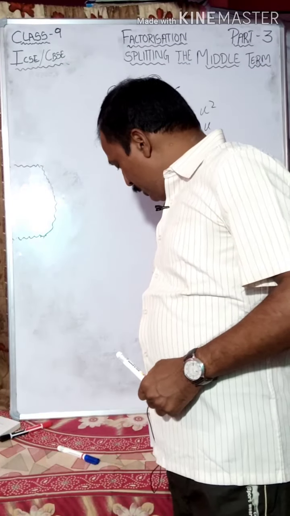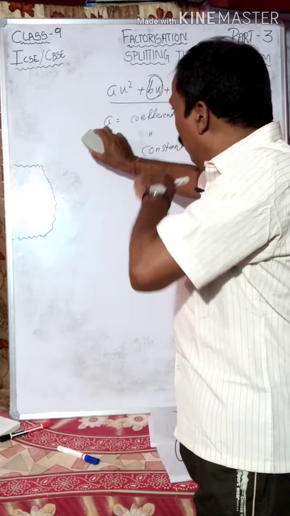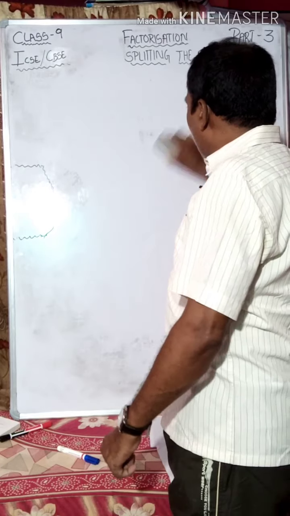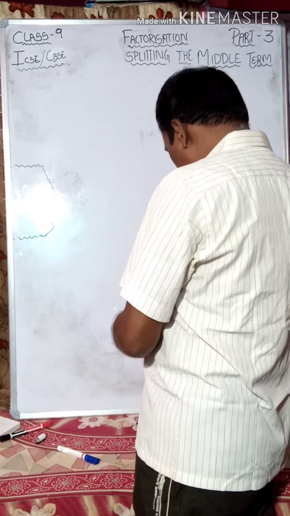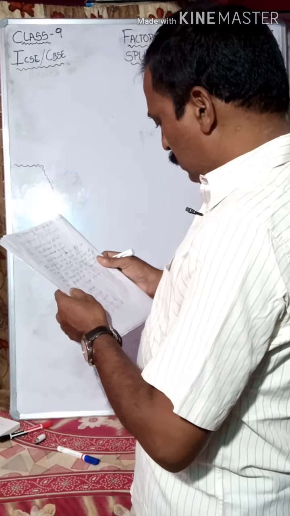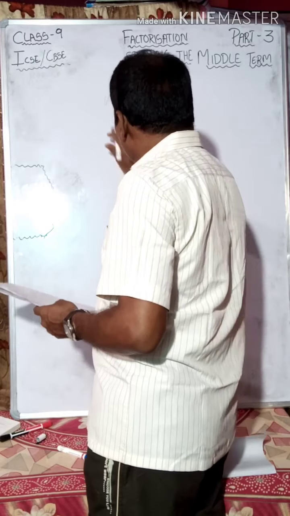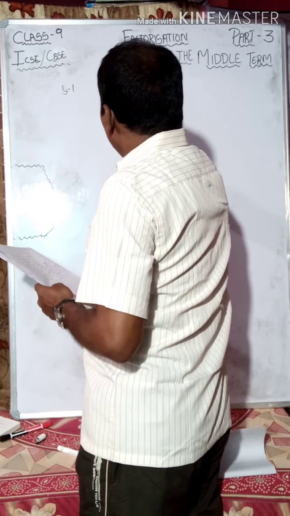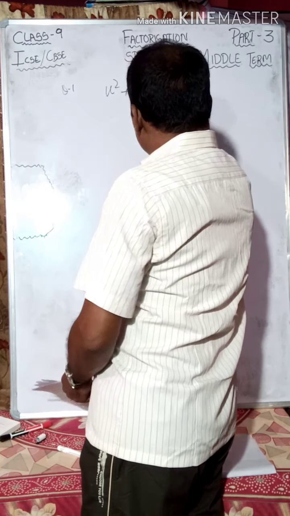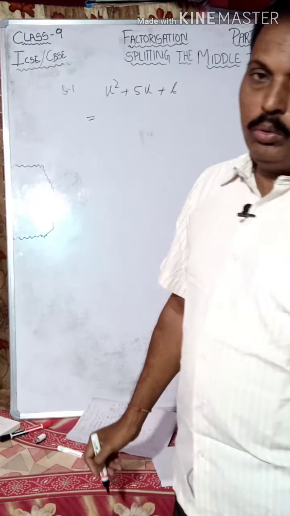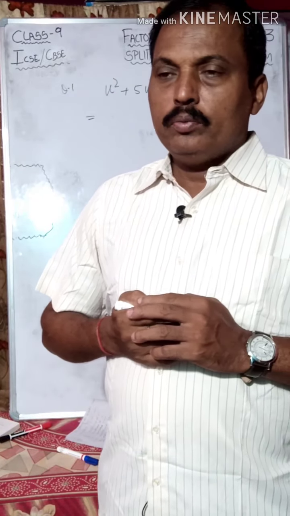Now it will be better to take an example. How can we split the middle term of the expression? Take a question. Question number 1: x square plus 5x plus 6, that is equal to what?